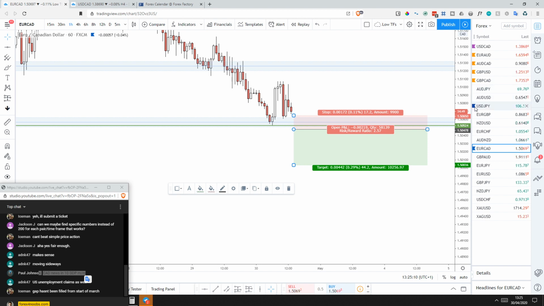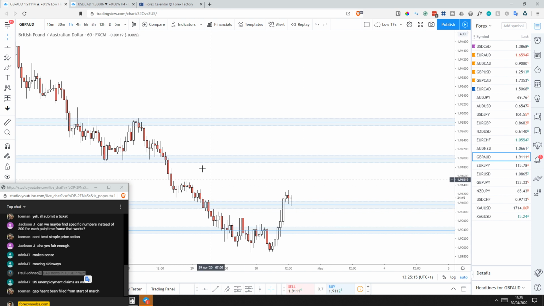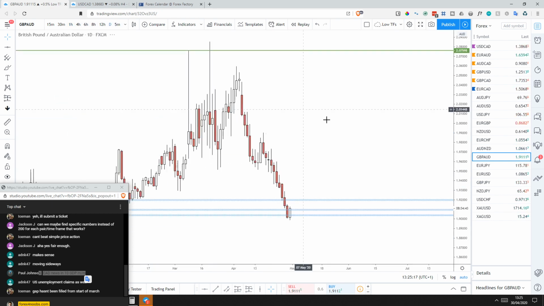Also, I'm going to remove the blue things here, because that was from yesterday and there's no longer any setups there.